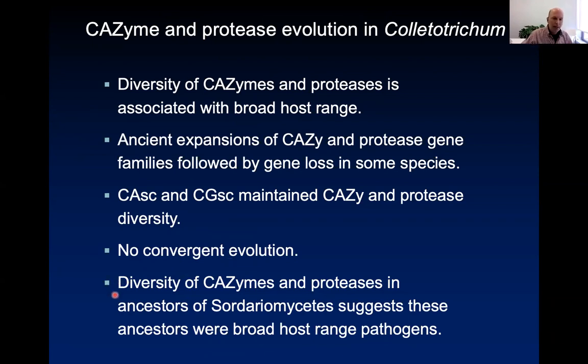It also suggests that if the common ancestor of Colletotrichum or some other ancient Sordariomycete had a larger diversity of CAZymes and proteases, perhaps it was also a broad host range pathogen, and that some of the narrow host range pathogens became host specific, and that coincided with the loss of this diversity in the protease and carbohydrate degrading enzymes.